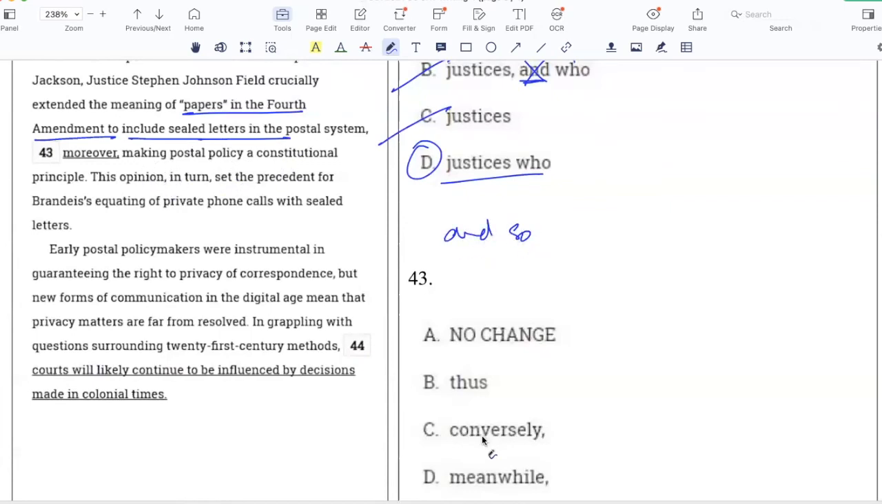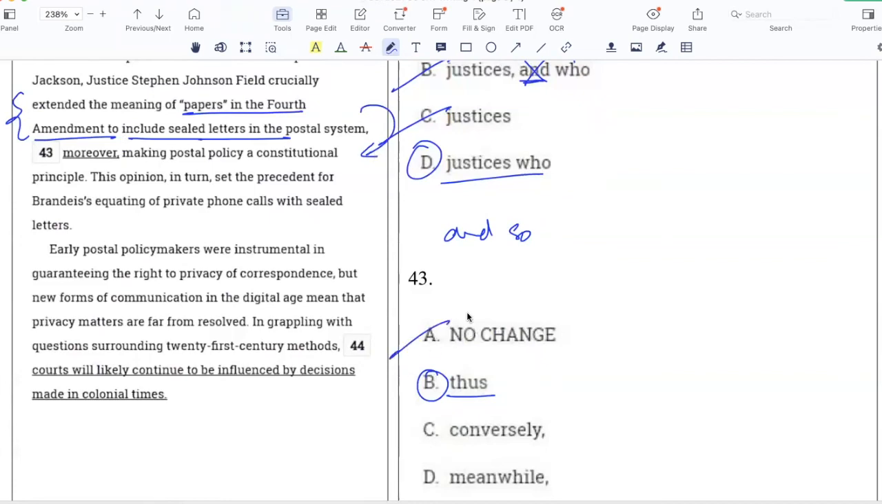So the best answer would be thus making postal policy a constitutional principle. So it was the actions of Justice Field that made postal policy a constitutional principle. So I like B. If I say moreover making postal policy, that's not correct because what is said here, that made postal policy a constitutional principle, was not something additional or separate.